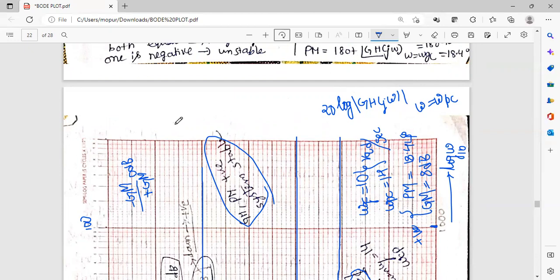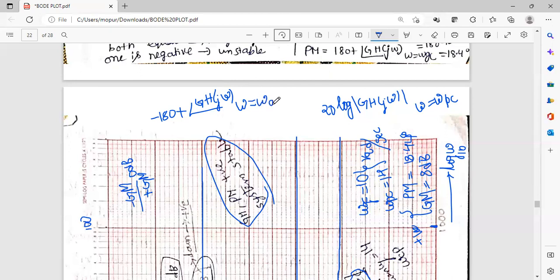Similarly, what is phase margin? Phase margin is the phase difference between the minus 180 degree line and the phase angle plot at gain crossover frequency. So, minus 180 degree line plus the angle of GH of j omega. You can substitute omega equals omega GC in the angle of GH of j omega. You will get the same 18 points. You can check this.